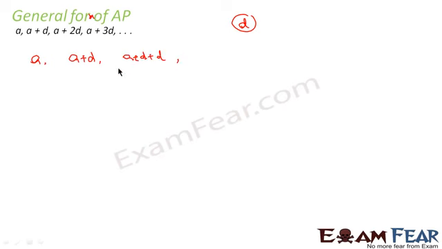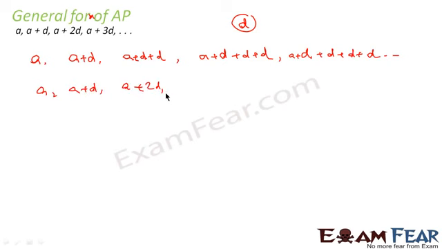Now on this number you again add the common difference, that becomes a plus 2d. On this number again you add the common difference, that becomes a plus 3d. So if you see, this is nothing but a, a plus d, a plus 2d, a plus 3d, a plus 4d, in this fashion. This is the general form of AP.